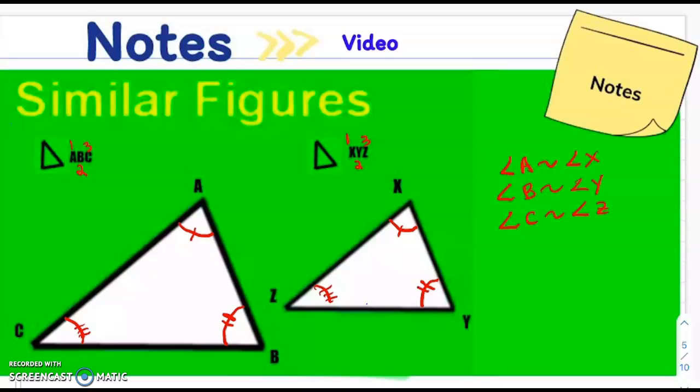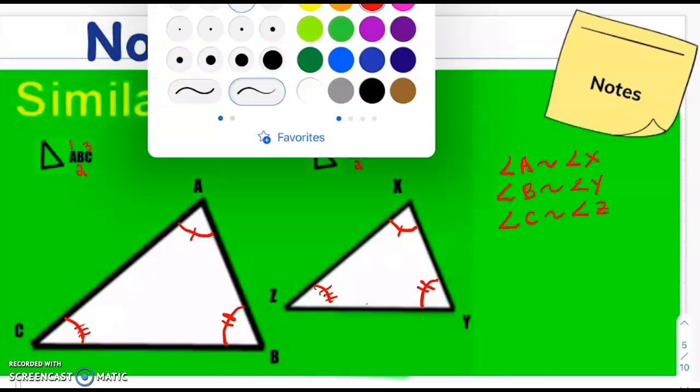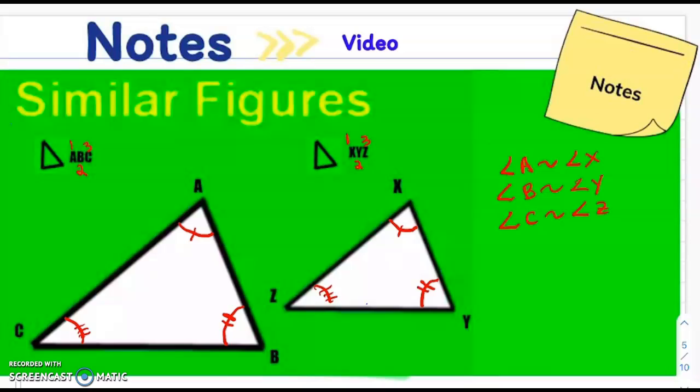Next, I'm going to identify the corresponding sides. In order to identify the corresponding sides, I'm going to switch colors and then I'm going to label them right over here. My first triangle is ABC, and that has corresponding sides to XYZ. So the first side that I'm going to work with is AB, which is right here. And that's going to correspond to XY.